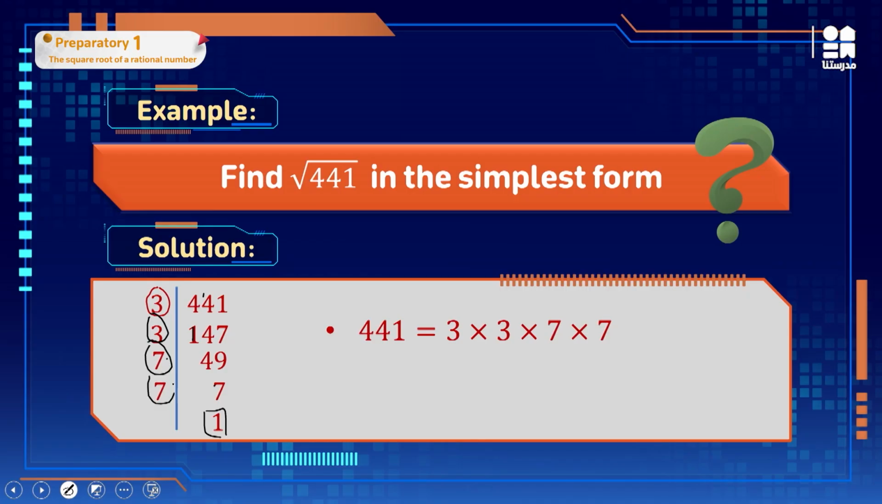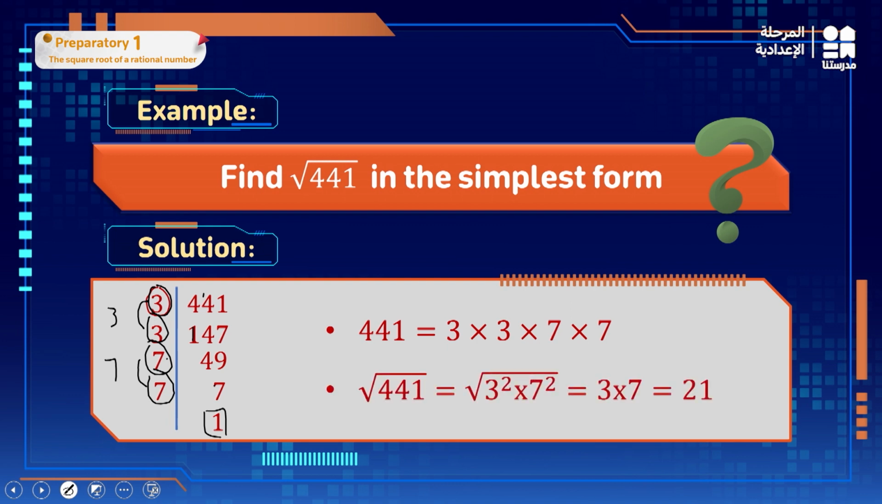So we are going to rewrite 441 as 3 times 3 times 7 times 7. As you can see here, we have 2 3's, so we are going to take one of them. And also we have 7 twice, so we are going to take one of them. So the square root of 441 equals the square root of 3 squared times 7 squared, which is 3 times 7 equals 21.